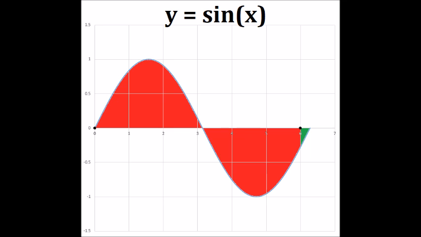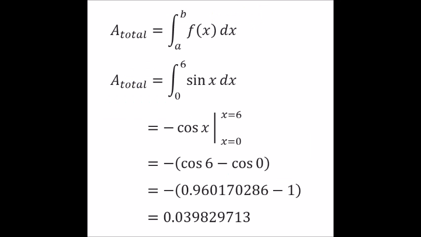So if I integrate sine x from 0 to 6, that is represented by the regions in red. Conventionally, anything below the x-axis is negative area, so we subtract it from any area above the x-axis. We ignore the region in green because that is beyond my right endpoint of x equals 6. This is just a quick refresher on integration.